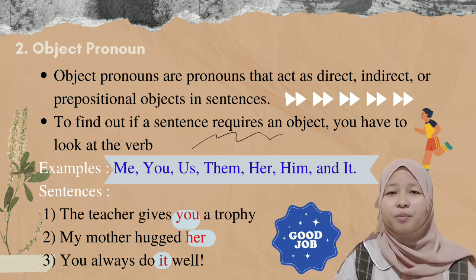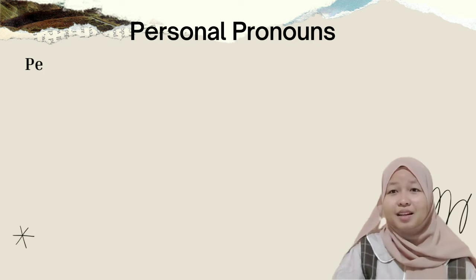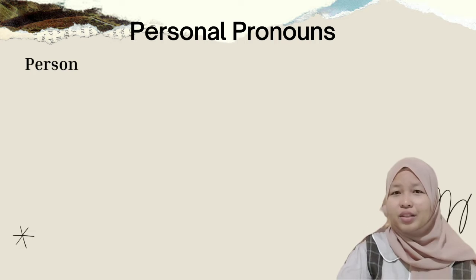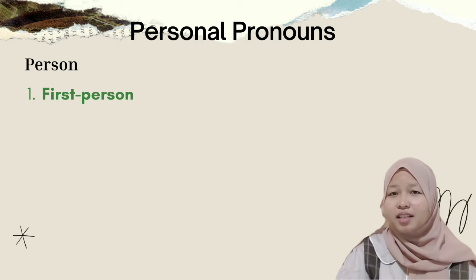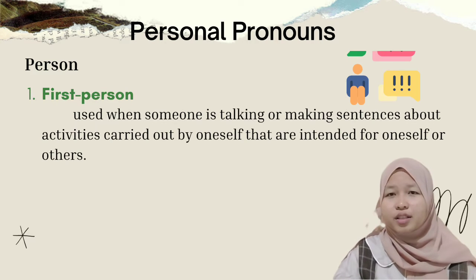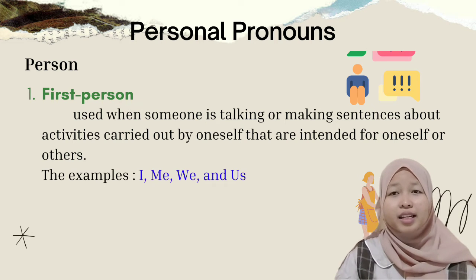That was the use of personal pronouns based on their position, either as a subject or as an object in a sentence. Second, personal pronouns based on the aspect of the person, which is divided into 3 parts. Number 1 is first person. This pronoun is used when someone is talking or making sentences about activities carried out by oneself that are intended for oneself or others. The examples are I, me, we, and us.